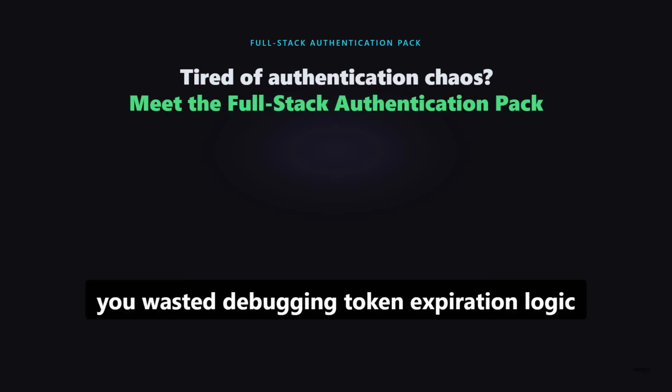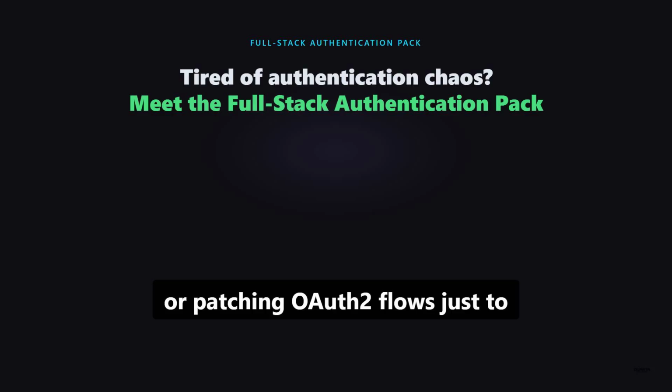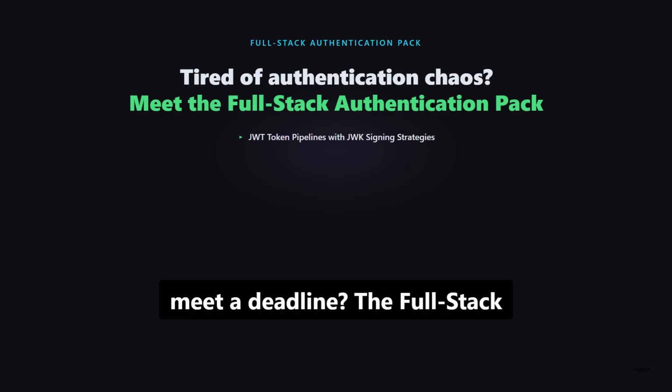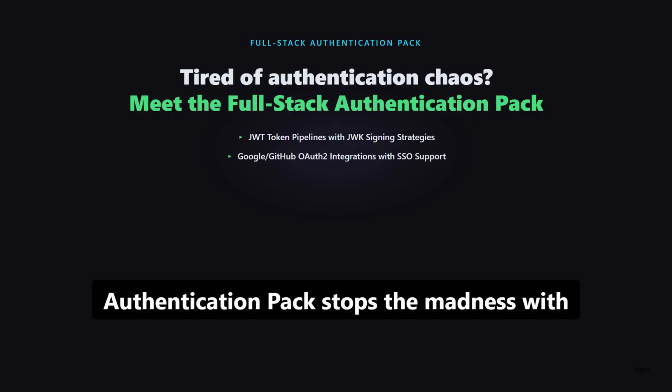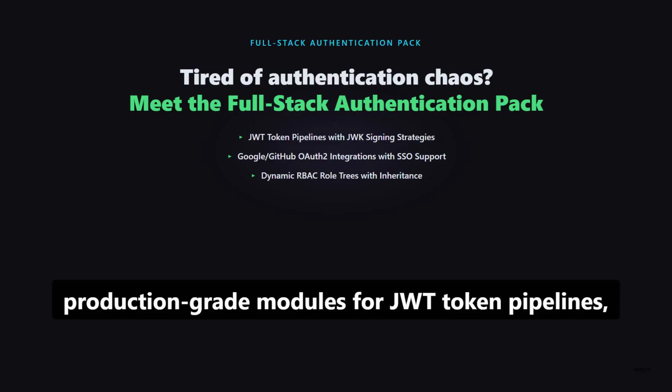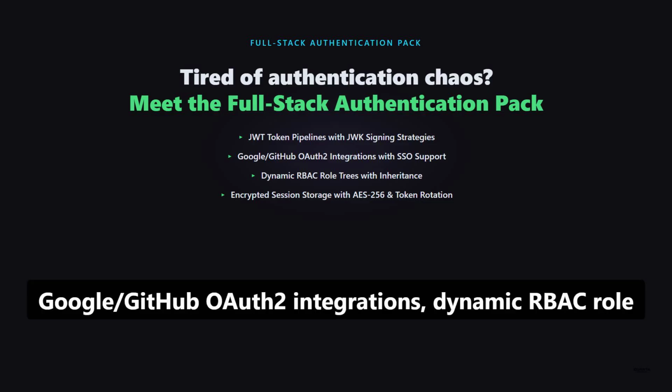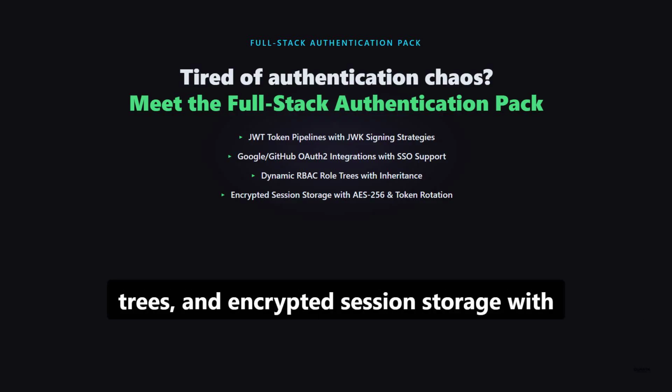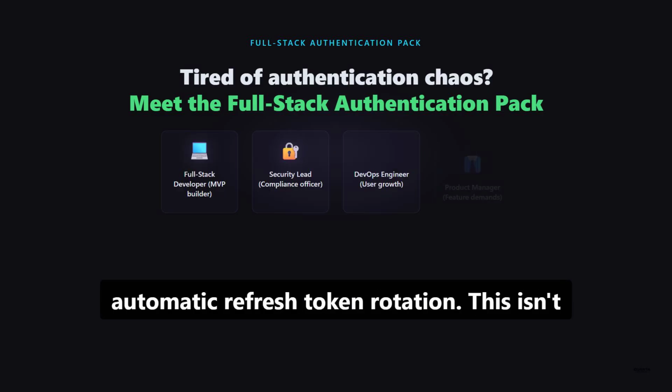How many late nights have you wasted debugging token expiration logic or patching OAuth 2 flows just to meet a deadline? The full stack authentication pack stops the madness with production grade modules for JWT token pipelines, Google/GitHub OAuth 2 integrations, dynamic RBAC role trees, and encrypted session storage with automatic refresh token rotation.